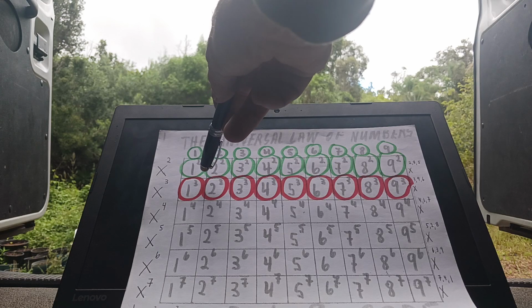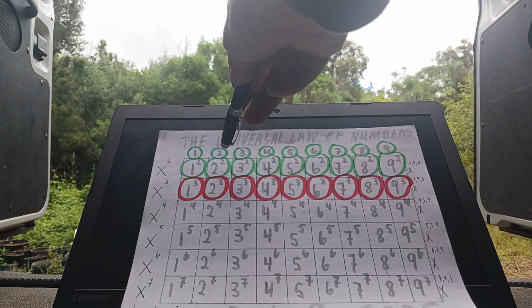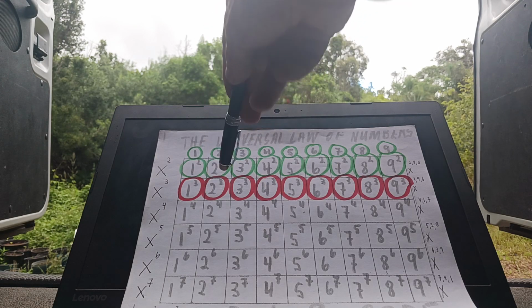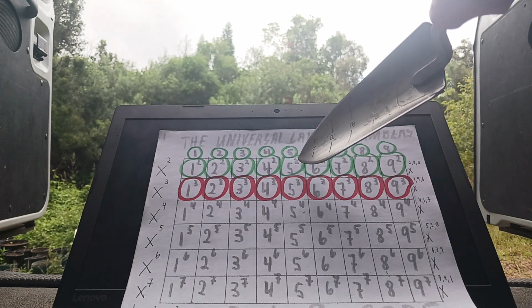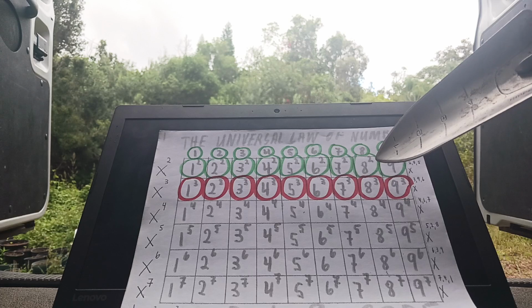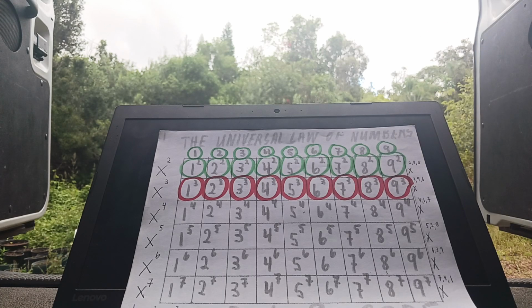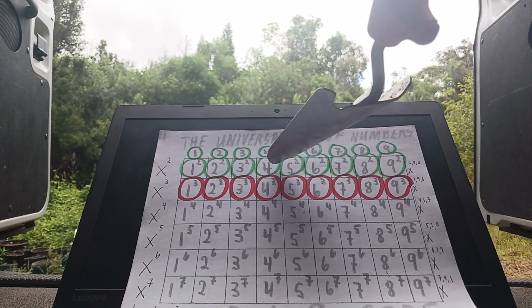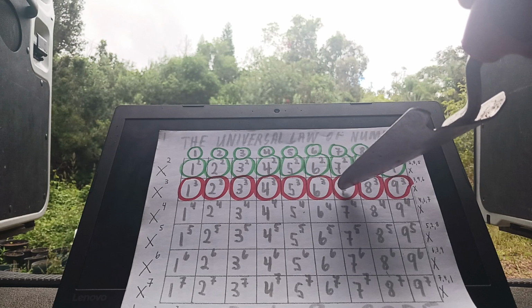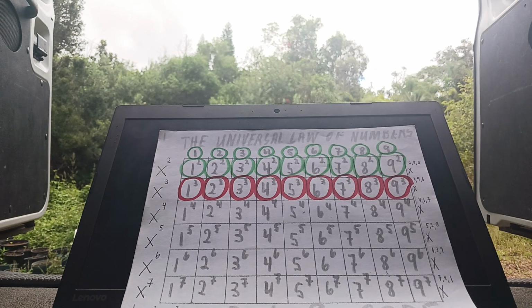1 to the 1 times 1 to the 2 is 1 to the 3. 2 to the 1 times 2 to the 2 is 2 to the 3. 5 times 5 to the 2 is 5 to the 3. 8 times 8 to the 2 is 8 to the 3. 2 to the 3 divided by 2 to the 2 is 2. 4 to the 3 divided by 4 to the 2 is 4. 7 to the 3 divided by 7 to the 2 is 7.